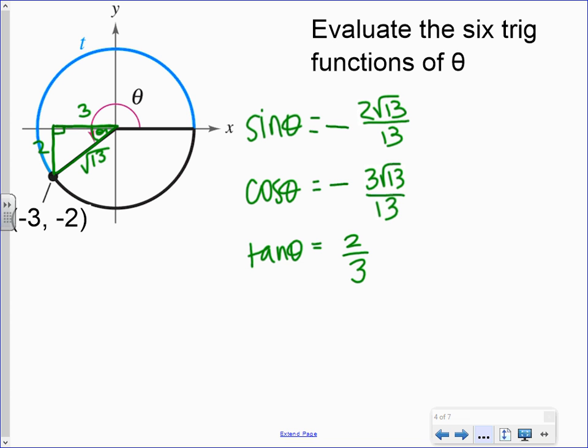Option number 2, if you feel that you are going to forget to put in your negatives, you can label this side as -3 and this side as -2, so that when you find your ratios, the negatives are accounted for. Obviously, we don't have side lengths of -3 and -2, but you can account for moving left and moving down by labeling them that way. That way, when you take your sine ratio, you have a negative value. Your cosine ratio, you have a negative value. Your tangent ratio becomes positive.